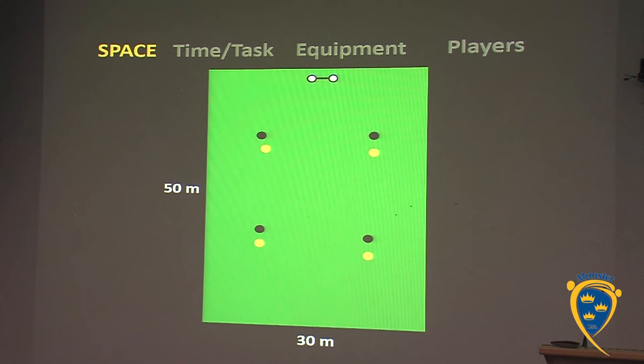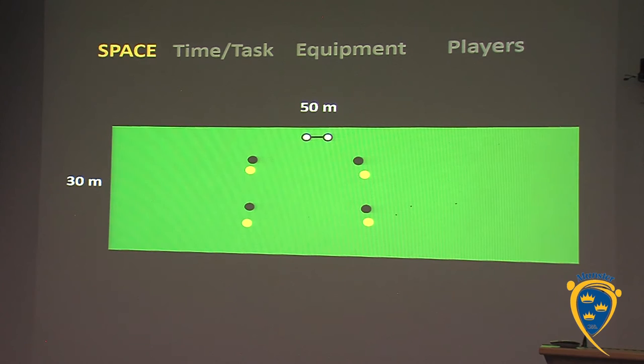What happens if we turn the pitch this way and make it longer? Well, it would be easier to defend in width, but it will be a challenge to defend in the length. Or maybe if we flick the pitch on this side, it will be harder to defend in the width, but easier to defend in the length.